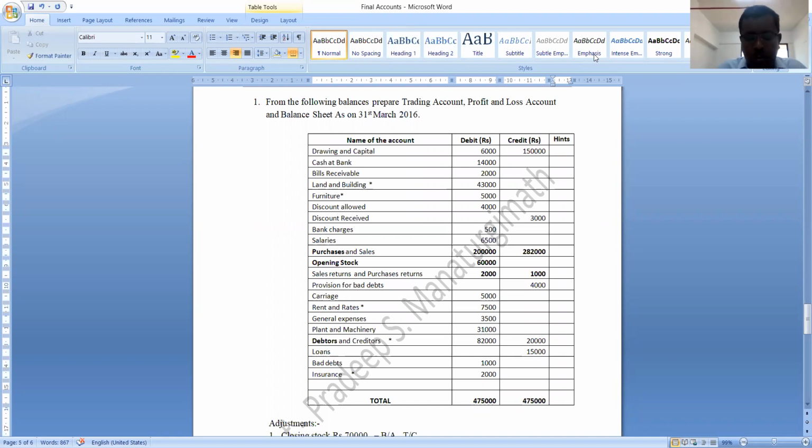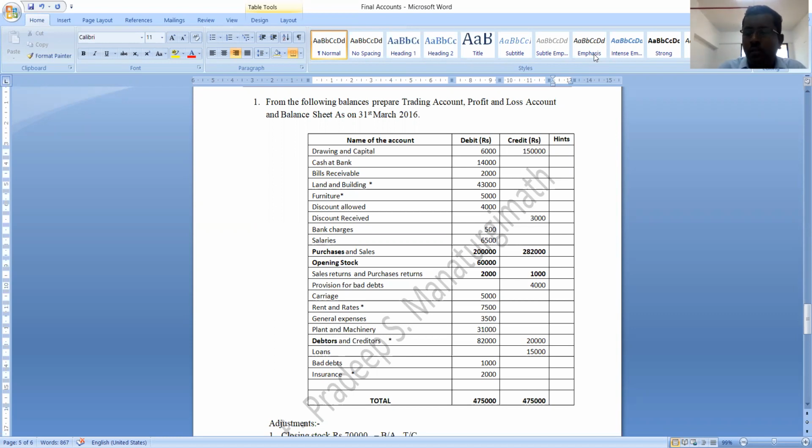And as we all know, this module is very important from the point of view of examination, where you are going to get a minimum of two 2-mark theory questions, a minimum of one 5-mark problem, and one 10-mark problem on final accounts.